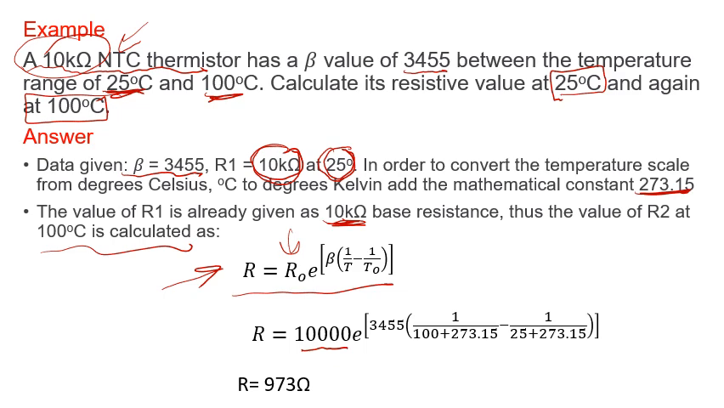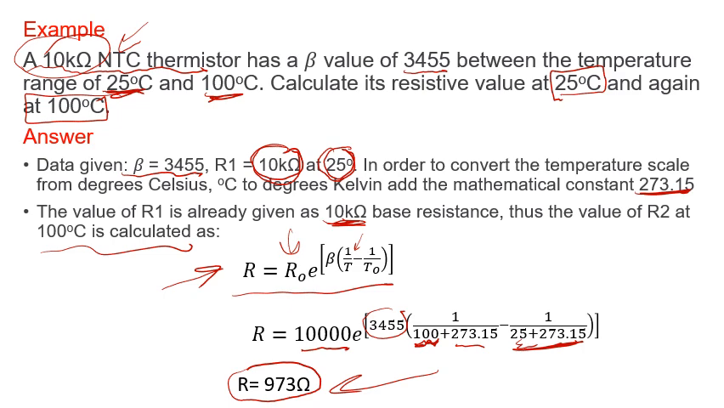As you see here, we put 10,000 times exponential of beta into 1 over T. What do we mean by that? Beta is the constant, into 1 over T, where T is equal to 100, because I'm calculating now the resistance for 100, plus 273, that's the conversion from degrees Celsius to Kelvin, minus 1 over 25, also in Kelvin. So when we substitute and calculate, you are going to find that the resistance at 100 degrees Celsius is equal to 973.